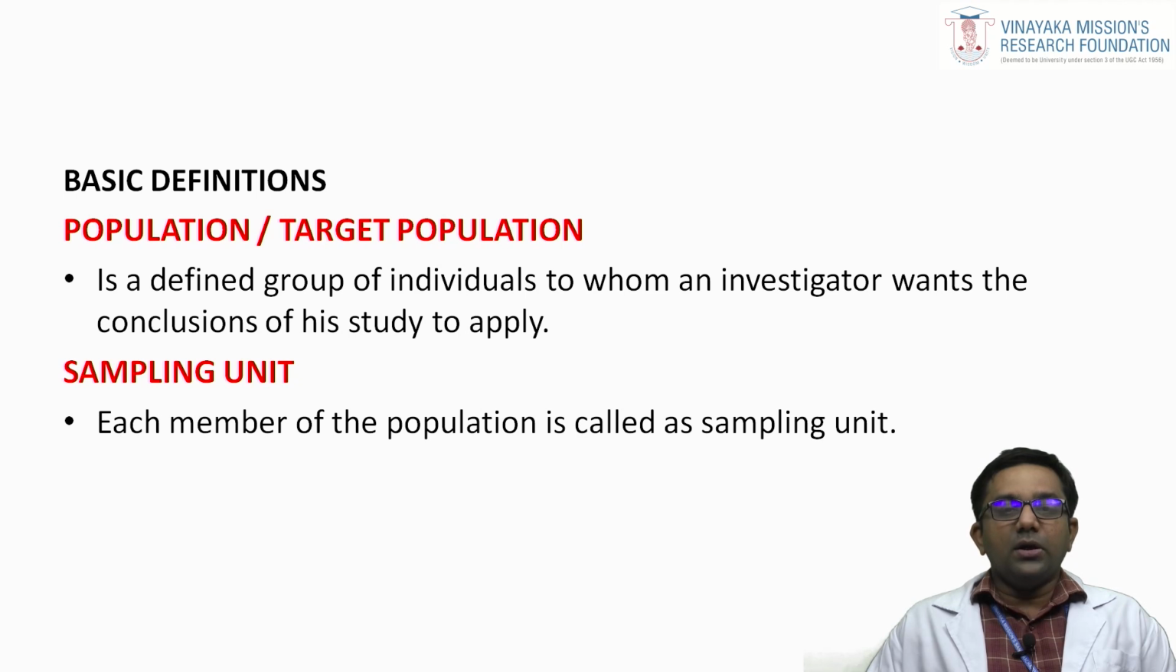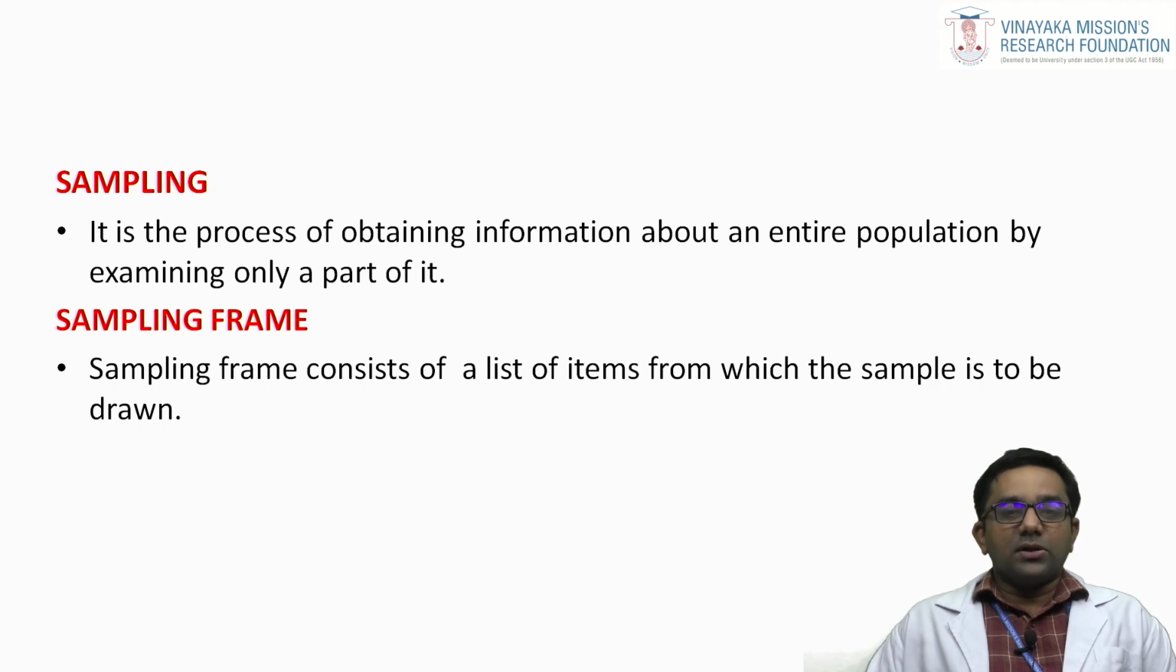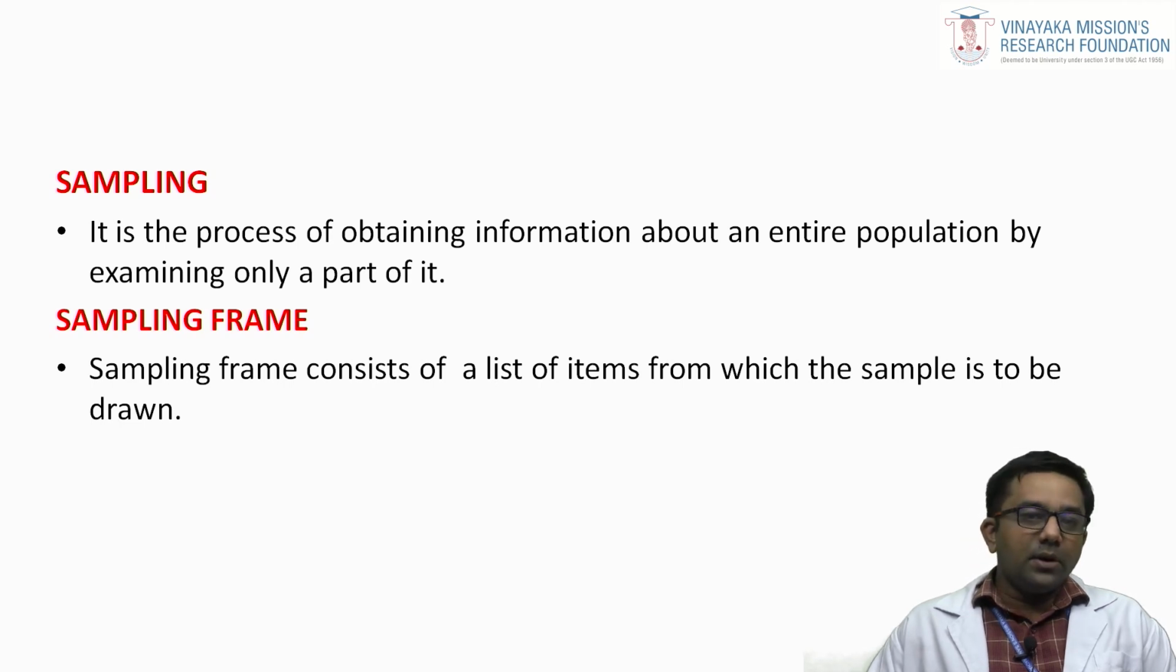Whereas, a sampling unit is nothing but each member in the population, that is every individual member in the population is known as a sampling unit. Okay. So, sampling is the process by which obtaining information about an entire population by examining only a part of it, that is you collecting only a part of the population. Sampling frame consists of list of items from which the sample is to be drawn. So, you list out the items that are available and you collect the information, that is known as a sampling frame.